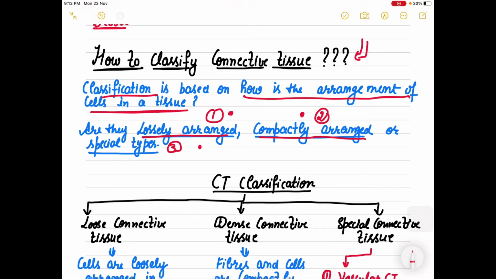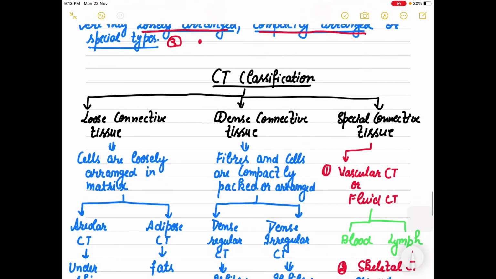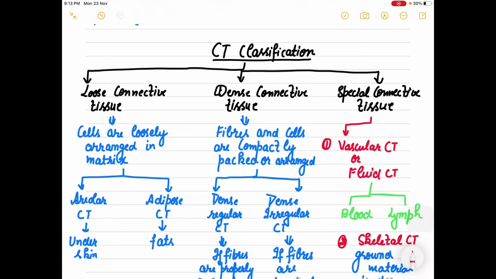So how are you going to classify? With the arrangement of cells in a tissue. Which type of arrangement? That cells are loosely arranged, or tight and compactly arranged, or they are a special type. So when we classify, first is the loose connective tissue. When they are compactly arranged, then we call them the dense connective tissue. And then third is our special connective tissue. Now, let's talk about the loose connective tissue.